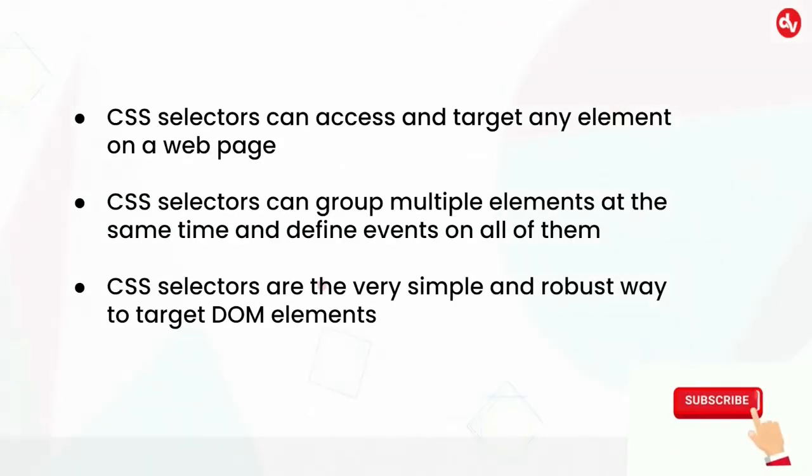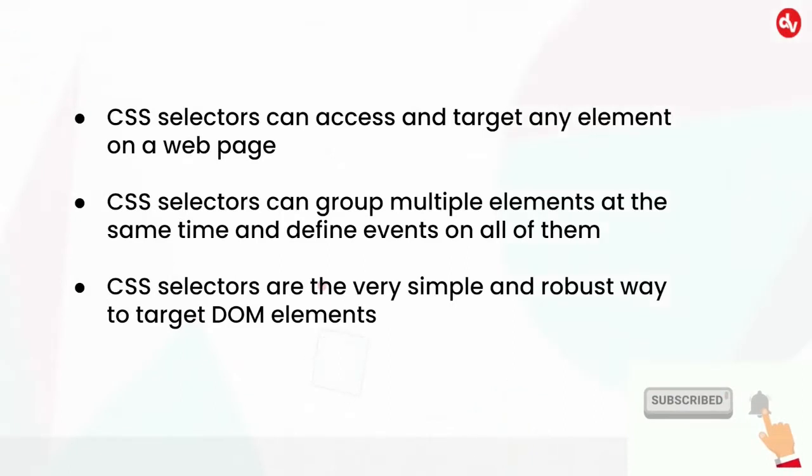CSS selectors can access and target any element in a web page. So that makes it easier to define tags, triggers, and create variables based on DOM elements. CSS selectors can also work with multiple elements at the same time. So if we need to create tags for multiple elements, for example multiple button clicks with the same tag parameters, then instead of creating multiple triggers to access each and every element, we can create a single trigger with all the elements based on their element selectors.